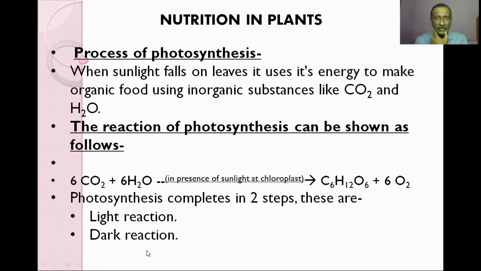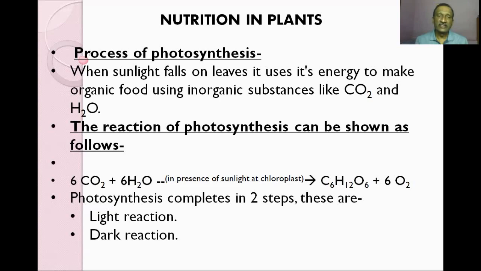Now, when we talk about light reaction, it's clear that this is the reaction in which light is necessary. This reaction cannot be processed without light. Dark reaction is not that which takes place during night or in the dark. It also takes place during the day, but for this process, light is not required. Only this much of a difference is there.